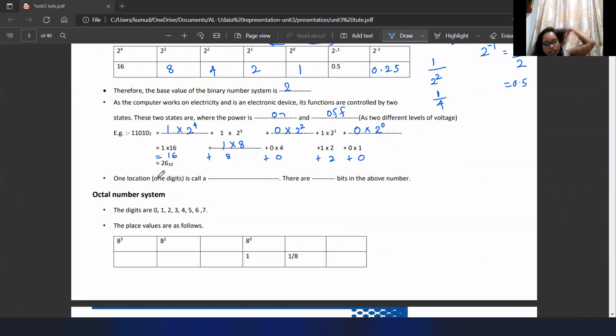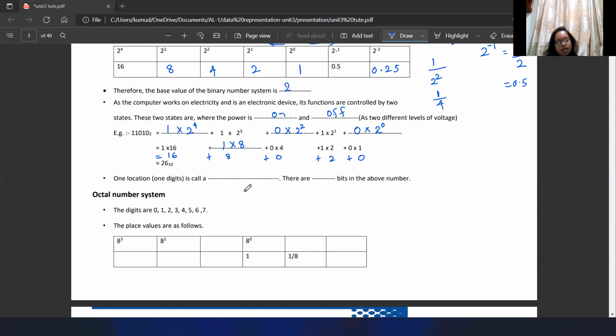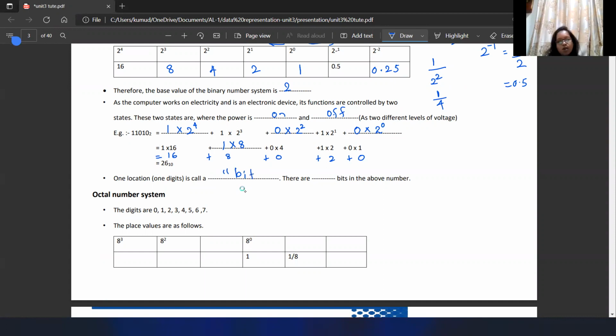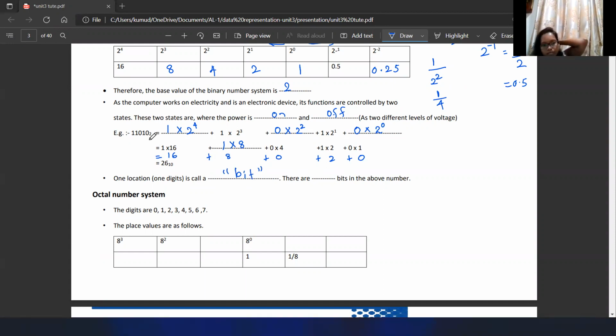One location, that means one digit, is called what? A special name we call it. It's a bit. Each digit in binary is called a bit. There are how many bits in the above number? In this particular binary number, 5 bits.